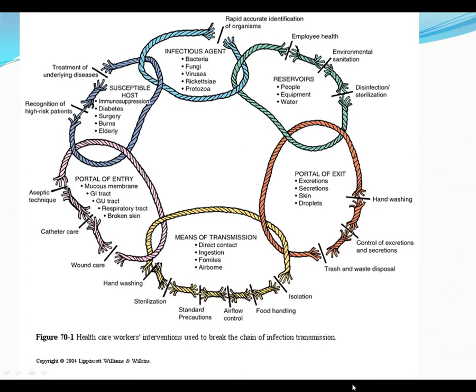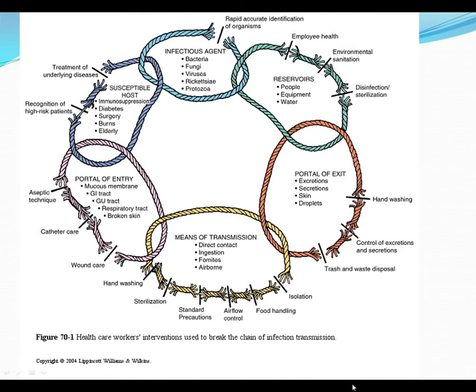Let's first start with an infectious agent. Obviously we need an infectious agent such as the ones I just talked about: bacteria, fungi, a virus, some type of an infectious agent. And one way that we can break that chain is to identify these patients who have these infections very quickly and isolate them from other patients so that we can stop that spread of infection.